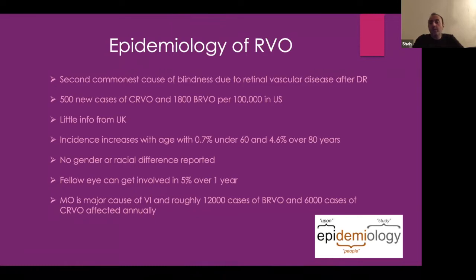You see a lot more BRVO than CRVO, and it's very directly linked to age. So less than 1% under 60, and nearly 5% in over 80s will have some sort of vein occlusion. And as I said, you can get bilateral disease in about 5%. So it's very important to investigate these patients because they have a high, 5% risk of getting it in the other eye. And of course, if they do, then that's not good.